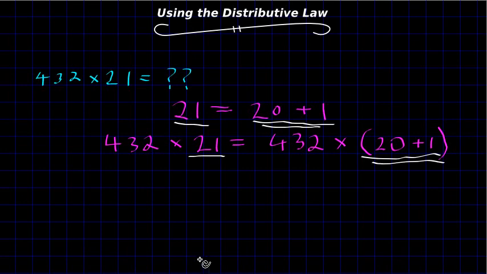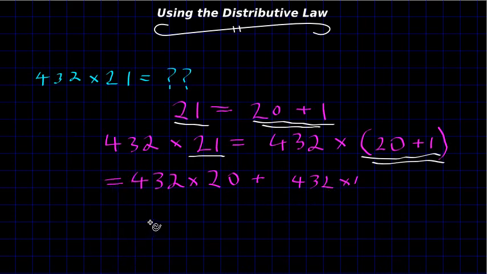So now we get to use the distributive law. This thing here, we can write that out as 432 times 20 plus 432 times 1. And that has the advantage that we know both of those numbers. We just did them on the previous slide. So we can write that out. That's going to be 8640 plus 432.